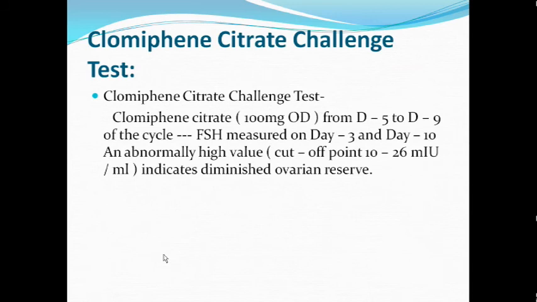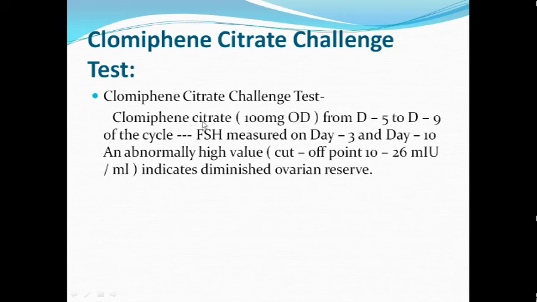We have talked about different dynamic tests. The first is the clomiphene citrate challenge test. Here we give 100 milligrams of clomiphene citrate from day 5 to day 9 of the cycle, and FSH is measured on day 3 and day 10. An abnormally high value, with a cutoff around 10 to 26 milli international units, indicates diminished reserve.